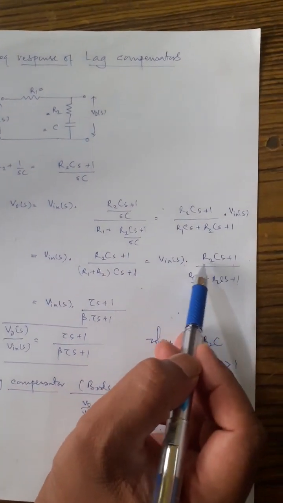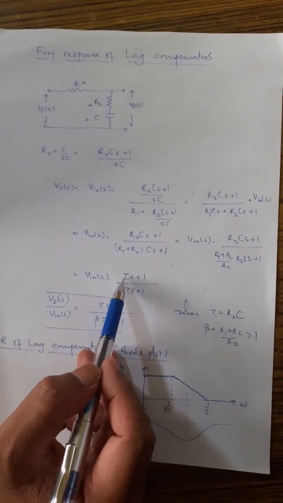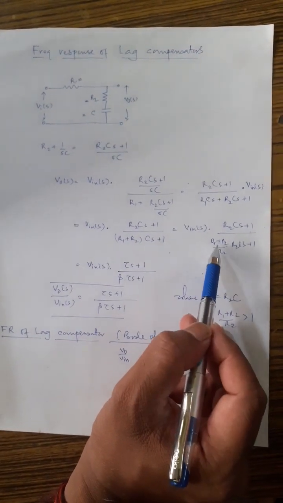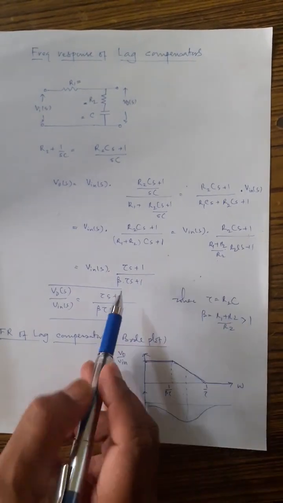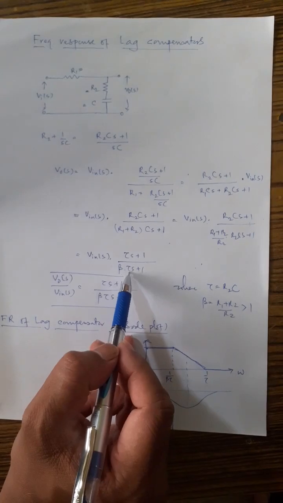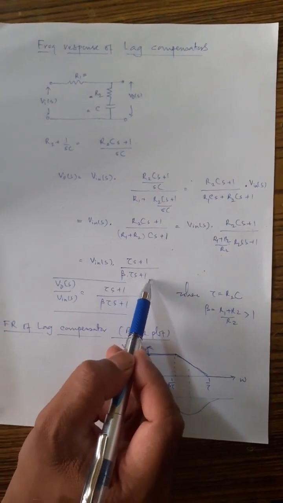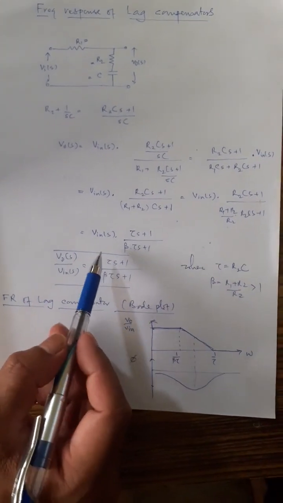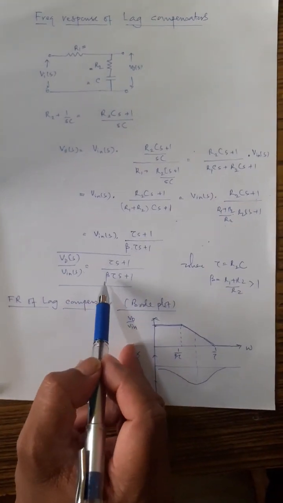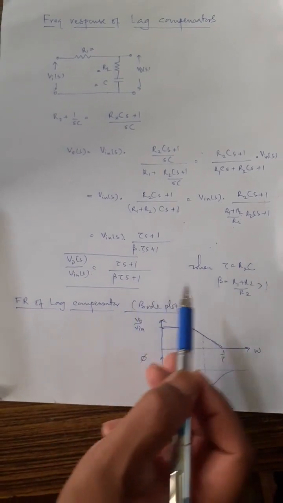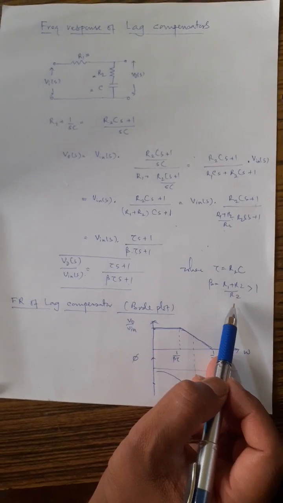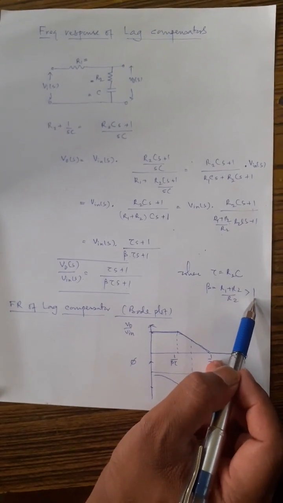So treating R2 into C as tau, the numerator is written as tau s plus 1, and in the denominator you have one term (R1 + R2)/R2. This is treated as beta, into again R2C, which is tau. So beta into tau s plus 1. So the transfer function becomes V0(s)/Vin(s) is equal to (tau s + 1) divided by (beta tau s + 1), where tau is R2 into C and beta is (R1 + R2)/R2, which is greater than 1.